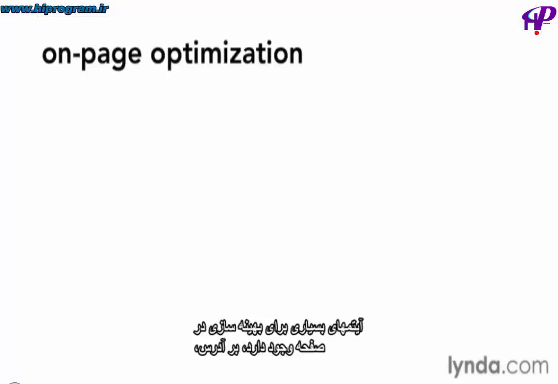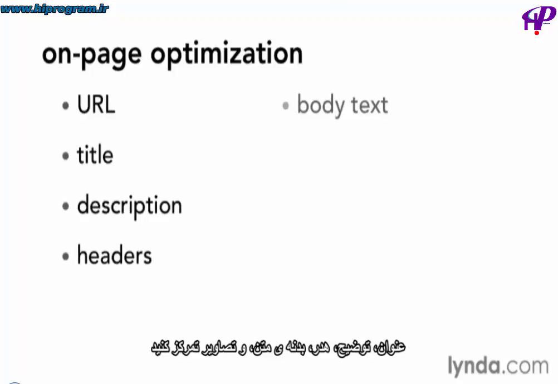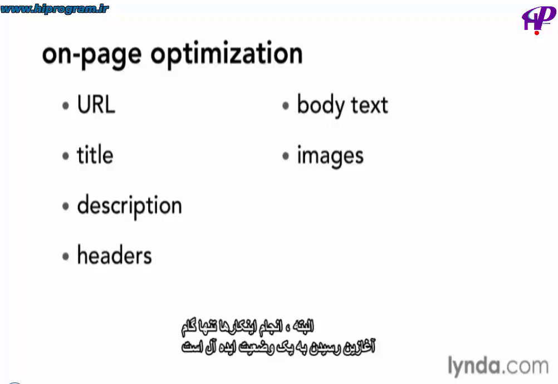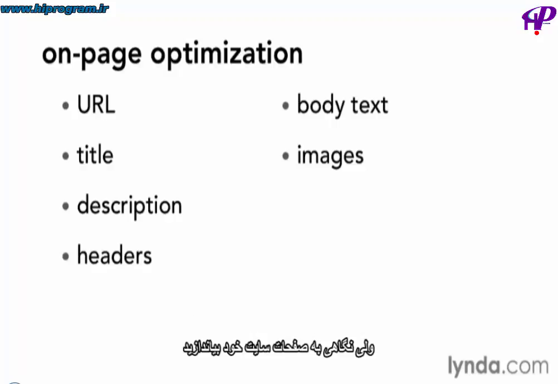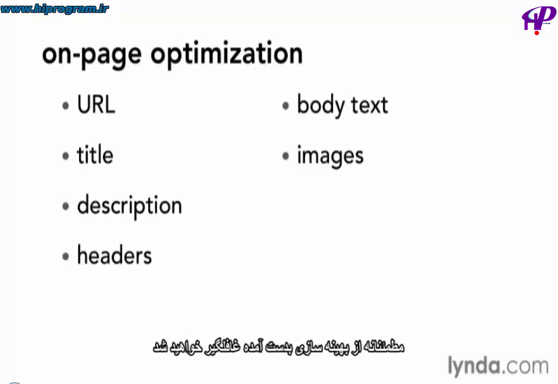While there are many more items on a page that can be optimized, focusing on your URL, title, description, headers, body text, and images will take care of a very big chunk of your on-page optimization. Of course, doing this from the beginning is the ideal situation. But take a look at the existing pages of your site after you've done your keyword research and mapped your pages to your target phrases. You might be surprised at just how much optimization there is to do.